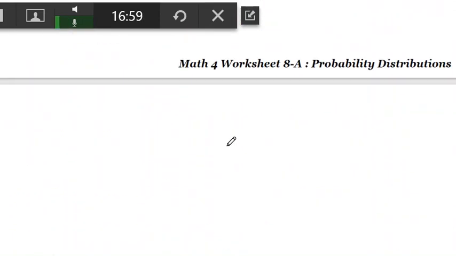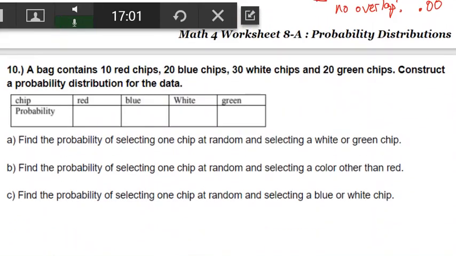All right, so we're down to the last one. We have 10 reds, 20 blues, 30 whites, and 20 greens. 10 and 20 is 30, and 30 is 60, and 20 is 80. So we have 10 out of 80, 20 out of 80, 30 out of 80, and then 20 out of 80.